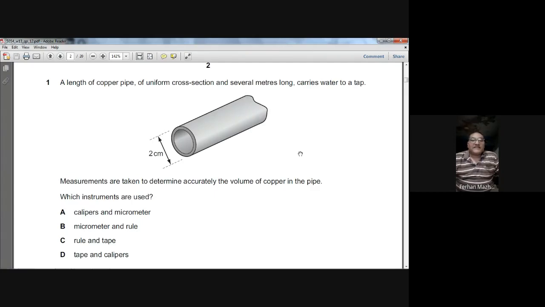Because the pipe is several meters long, it will be better to use a tape for length, and for the internal diameter and external diameter we will use a vernier caliper. So the choice looks like D, tape and the calipers. For question number 1, the choice is D.